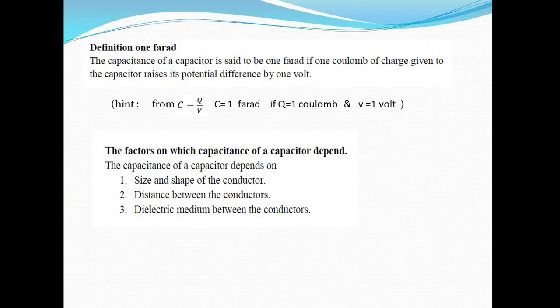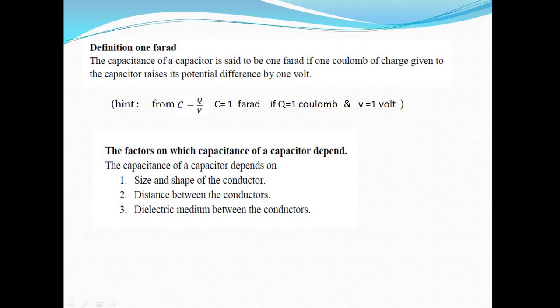Now, farad is the SI unit of capacitance. We should know the definition of farad. We can define it from the formula C is equal to Q by V. See, the capacitance is said to be 1 farad when Q is 1 coulomb and V is 1 volt. This is the hint to define farad. The capacitance of the capacitor is 1 farad if 1 coulomb of charge given to the capacitor raises, R-A-I-S-E, raises means increases, the potential difference by 1 volt. So you can remember it by this formula, students.